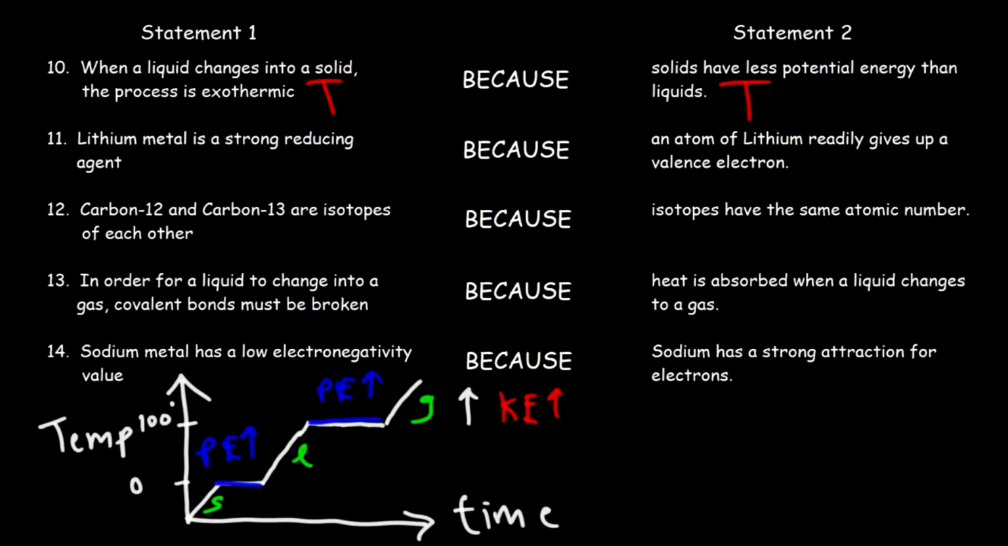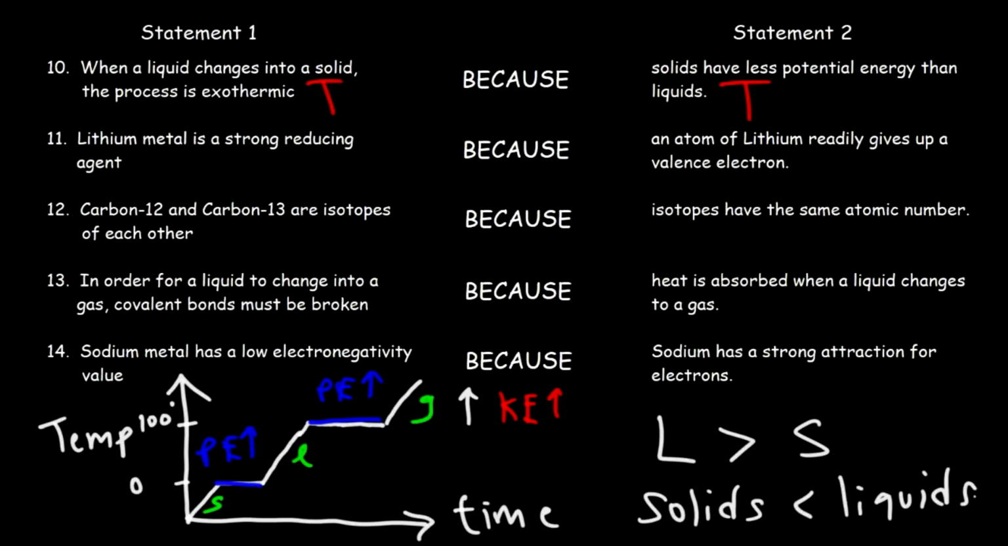So as we add heat, when the solid becomes a liquid, the potential energy is increasing. So that means that liquids have a greater potential energy than solids. And so the reverse statement means that solids have less potential energy than liquids. So that's why statement 2 is true. Now, does statement 2 support statement 1? When a liquid changes into a solid, is the process exothermic because solids have less potential energy than liquids?